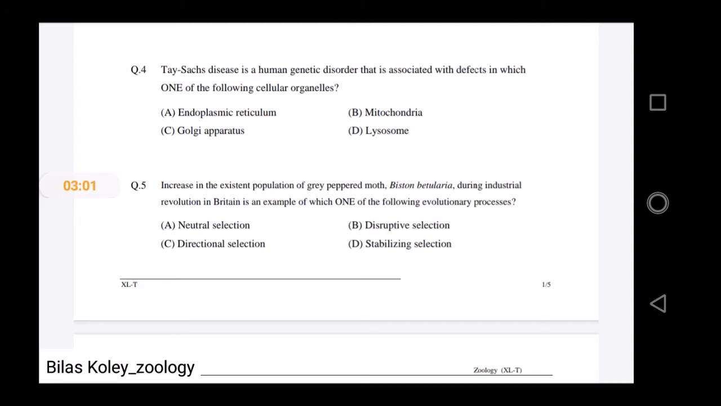Now we will discuss question number 4. Tay-Sachs disease is a human genetic disorder that is associated with defects in which one of the following cellular organelles? The options are endoplasmic reticulum, mitochondria, Golgi body, and lysosome. In this question, the correct option is option D.